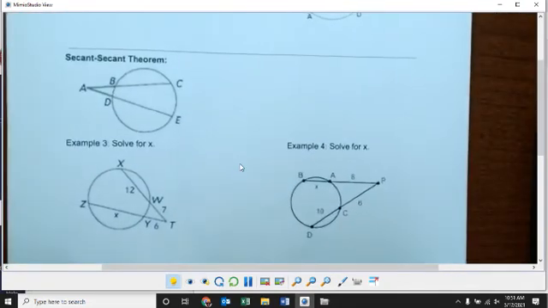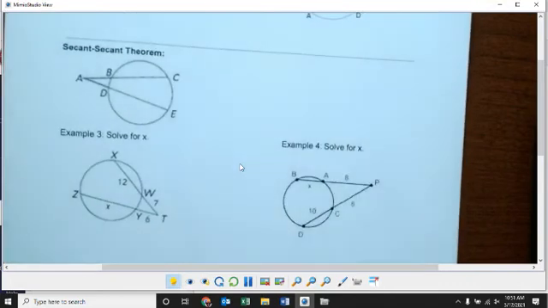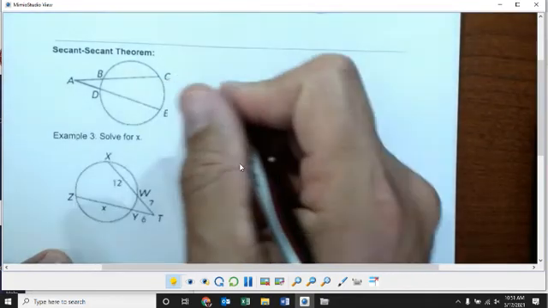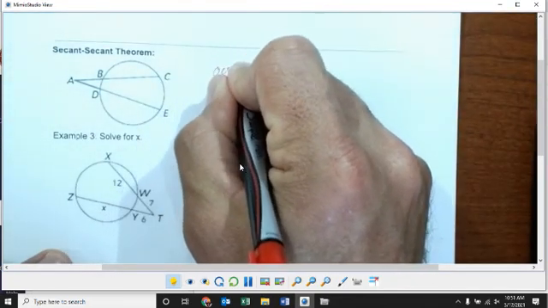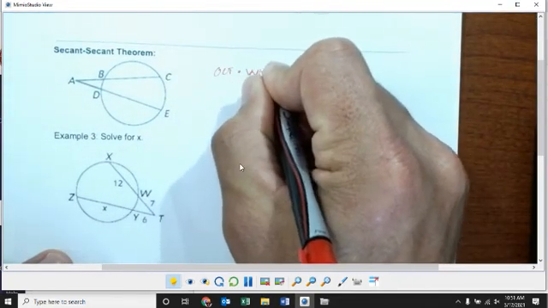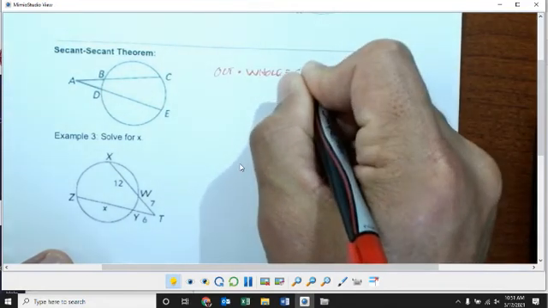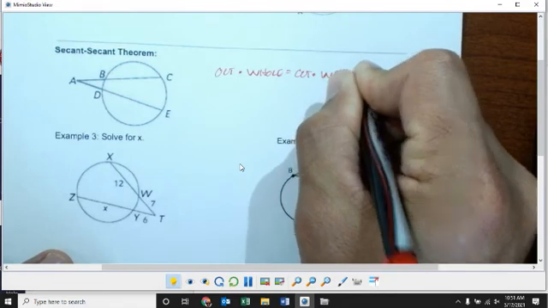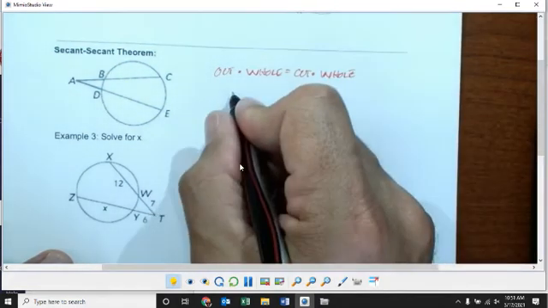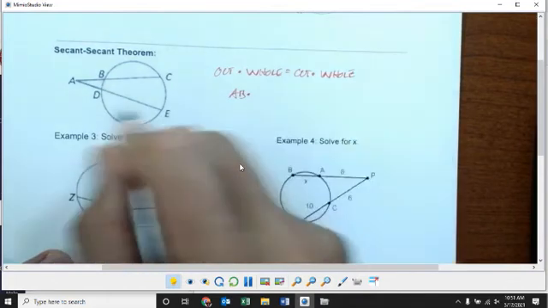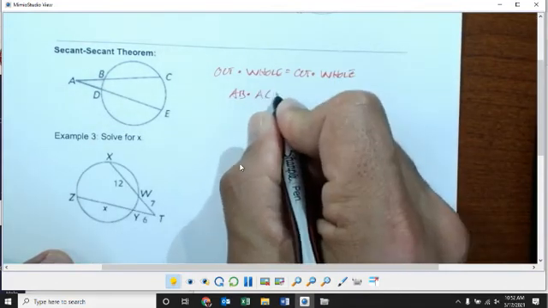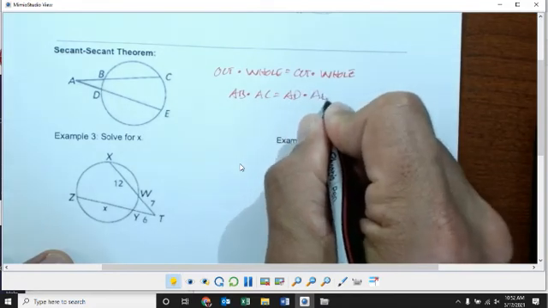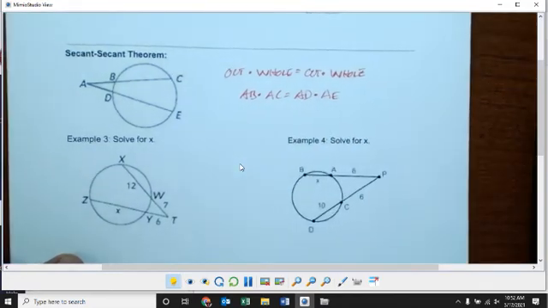Next application is, what if it is two secants? In this case, a secant is a line that touches the circle twice. In this application, we say outside times whole equals outside times whole. So we take the outside portion of the secant, which is AB, times the whole secant, which is AC, and the outside portion, AD, times AE. Outside times whole equals outside times whole.